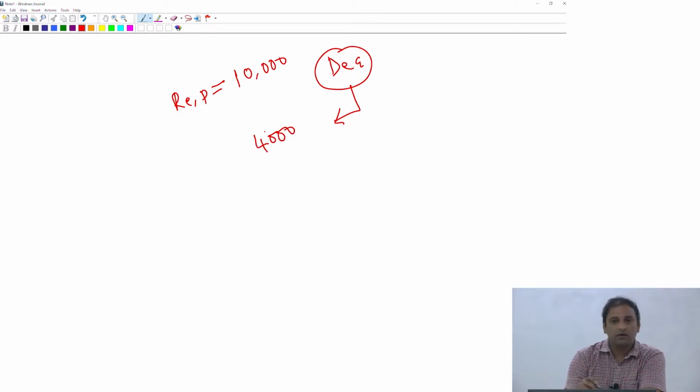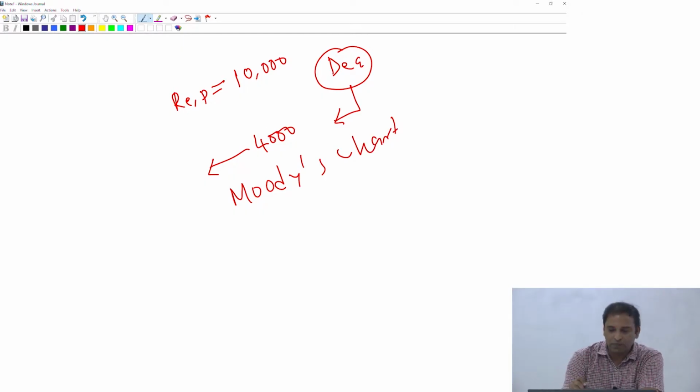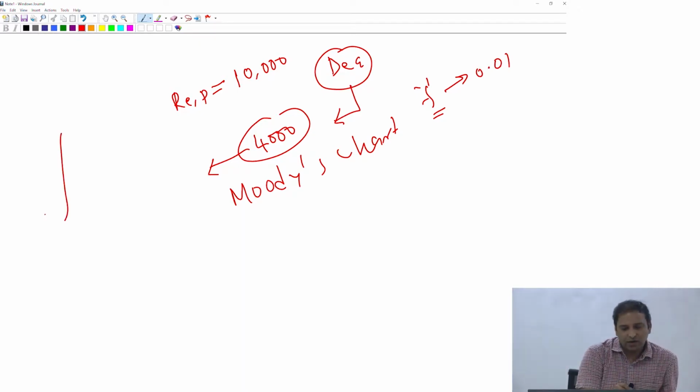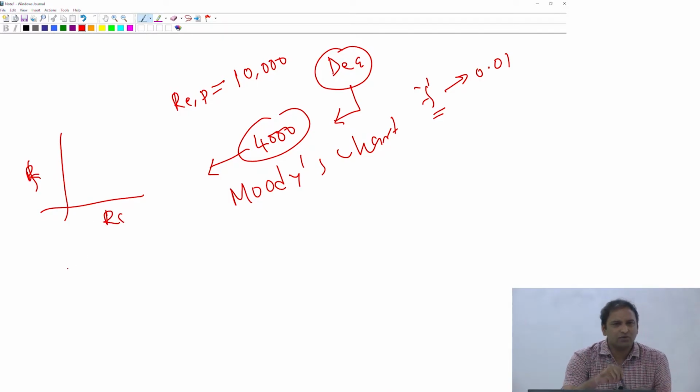Now from this you can go back to what is called as a Moody's chart, right? Moody's chart. You can go back and look up, corresponding to a Reynolds number of 4,000, what is your friction factor? That friction factor comes up to be something like about 0.01. All of you know Moody's chart, right? It's basically your friction factor versus Reynolds number plot. I think you're going to have an assignment where you're supposed to write something about this, if I'm not wrong.